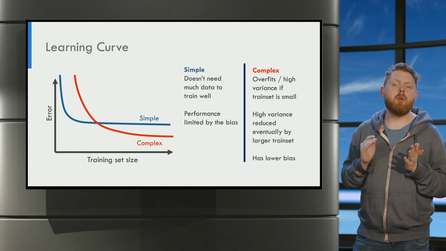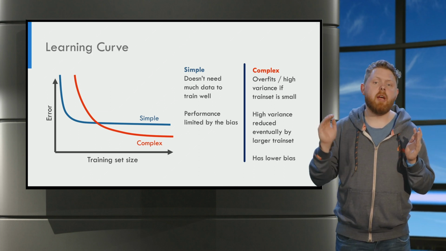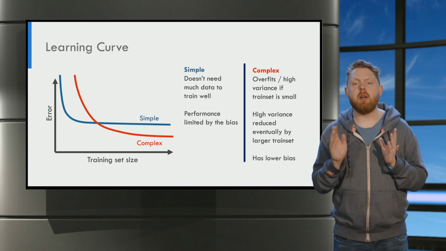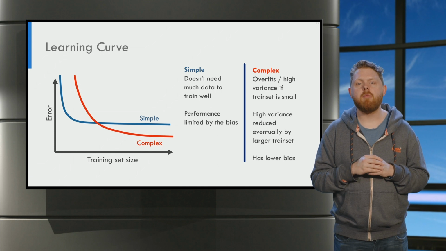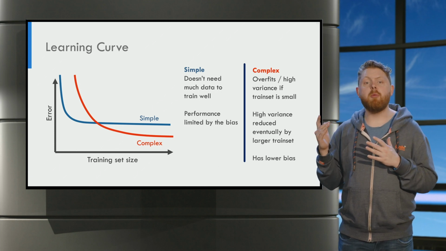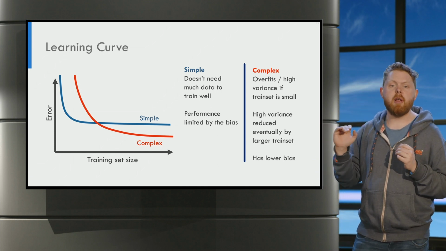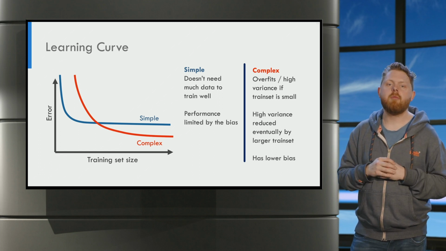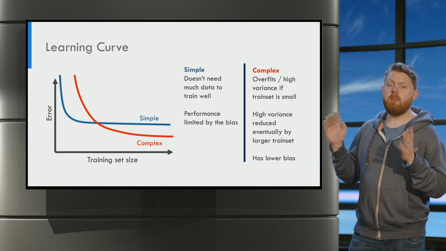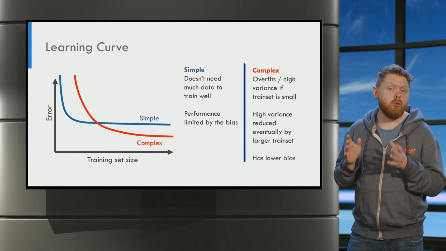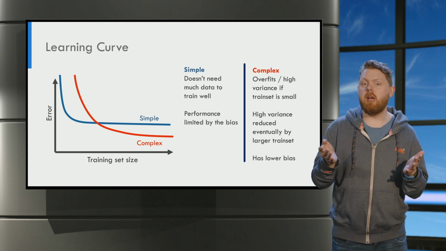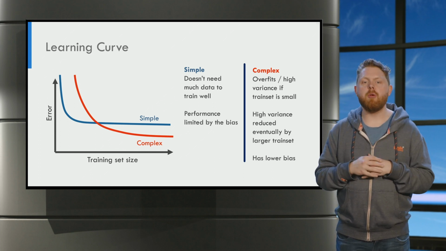The complex model has a lower bias, and that is why it can get this lower error, if the variance is compensated by a larger training set. Usually, the simple model plateaus earlier than the complex model. That is why the curves cross. So, we see if we have little data, you should use a simple model. If you have a lot of data, you should use a complex model.